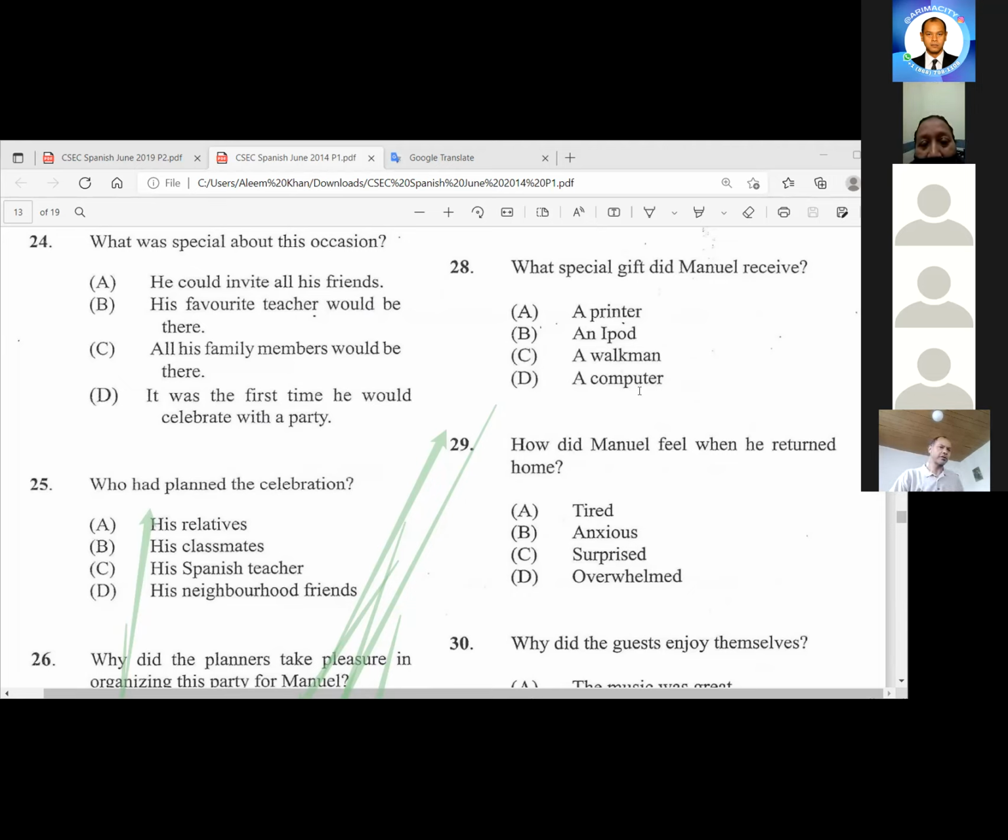La A es una impresora. La B es un iPod. Ok, un iPod es algo viejo que casi ya no se ve, ¿no? Pero era el dispositivo donde se ponía música, MP3. Es portátil, es como el antiguo Walkman, un dispositivo pequeño. Un Walkman es otro dispositivo, pero con casete. ¿Sabe qué es un casete? Sí, ok. Y luego la computadora.